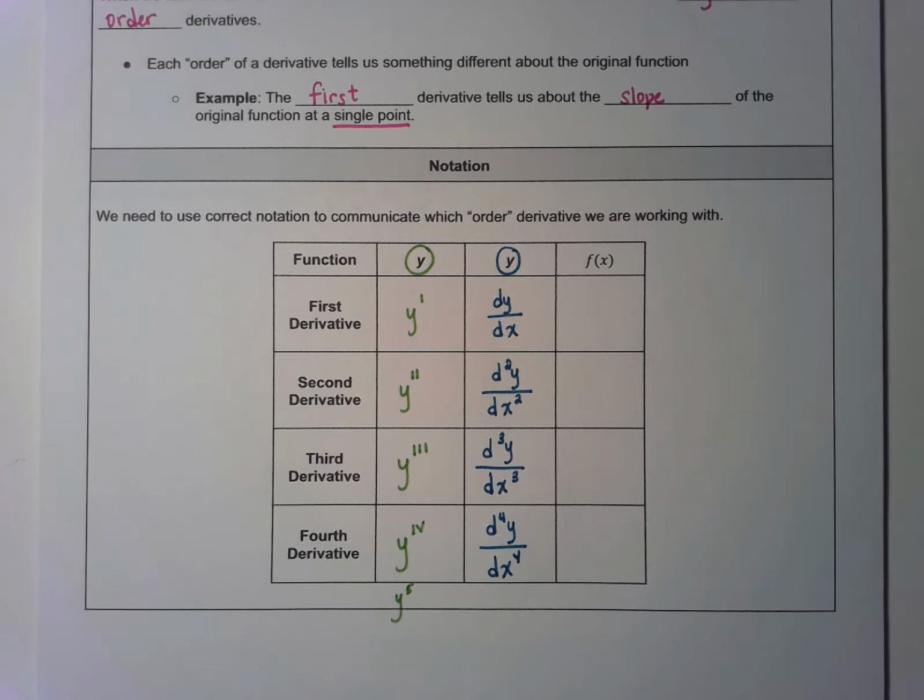Now here's why those numbers go in different places. So one of the ways that we can show that we take the derivative is we say we take the derivative, which is d over dx of y.